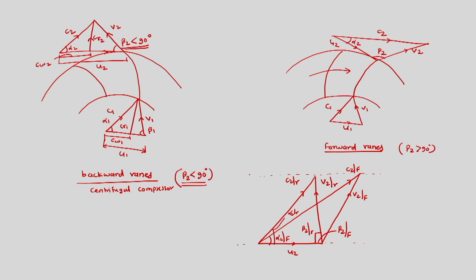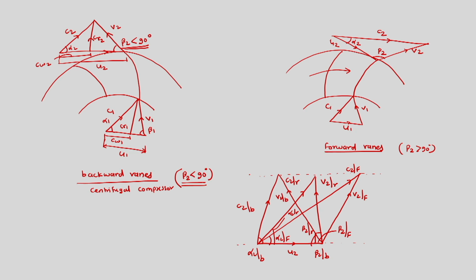Now we are talking about the backward swept vanes, and for backward swept vanes beta 2 is less than 90. So this is the option for us. For the same U2 we have C2 for backward sweep, we have V2 for backward sweep, and this small acute angle is beta 2 for backward sweep, and this is alpha 2 for backward sweep. So these are the three options for us for the same inlet velocity triangle and same U2 velocity.